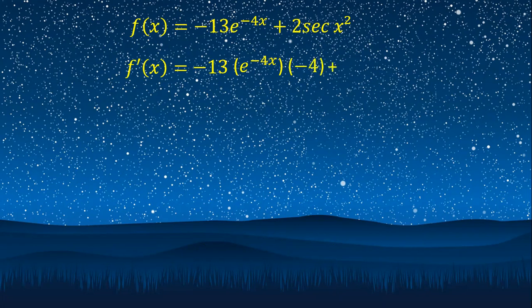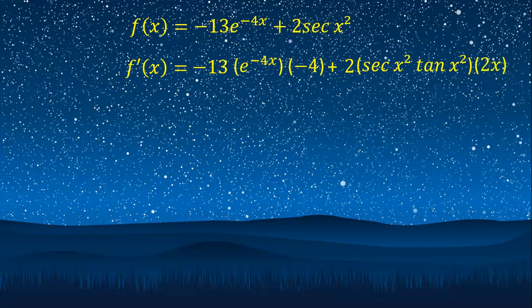Plus, for the second term, we have 2 secant x squared. So copy the coefficient 2. Then the derivative of secant x squared is secant x squared tangent x squared. Then the given algebraic expression is x squared. If we derive x squared, that becomes 2x.